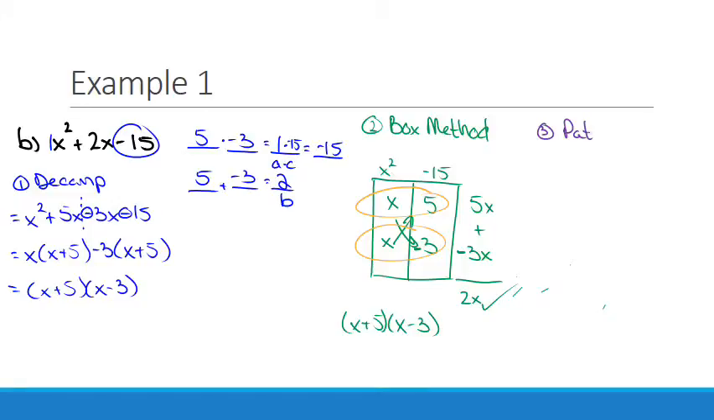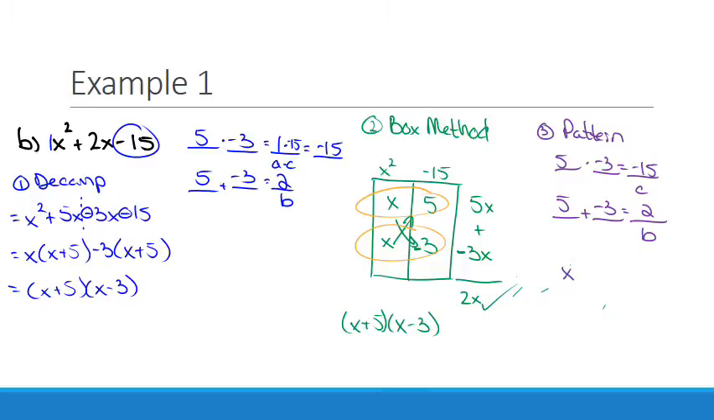Okay, and the third and the preferred method is this pattern. It's limited, but it's so quick. Limited in that it only works for when a equals 1, but that happens a lot too. So you're going to have opportunity to use it. Factors of c, I know that's close to decomp, but it's not decomp, that add to b. C again is negative 15. B is 2. So we've already figured these numbers out, so it feels like we're kind of cheating here. And then I just go right to my answer.